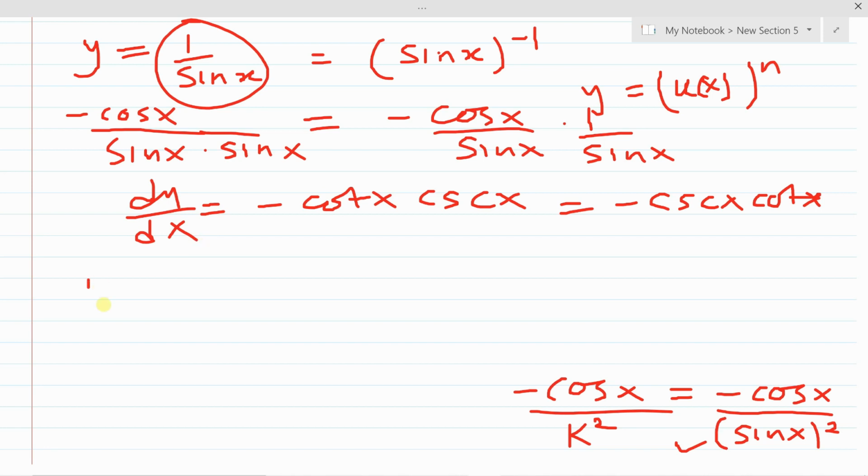Okay, so let's say y is equal to cosec of x, which is 1 over sine x. I'm just writing it straight: cosec of (x squared plus 2x). Okay, how do you differentiate this?